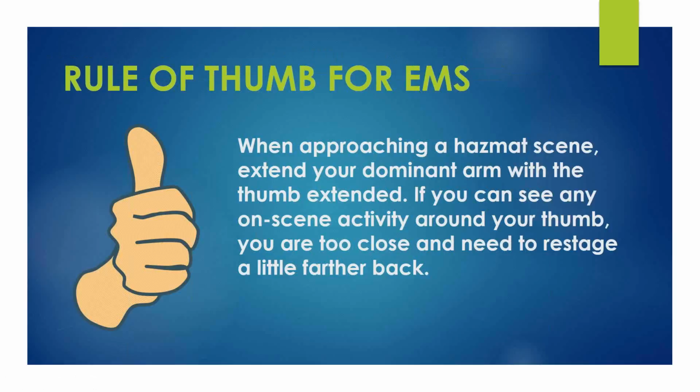Okay, here's our rule of thumb for EMS. When approaching a hazmat scene, extend your dominant arm with your thumb extended. If you can see any on-scene activity around your thumb, you're too close and you need to back up. So you want to back up far enough away that you can hide that entire scene behind your thumb. Now we would still like to be close enough to be able to see what's going on, but if that's not possible, then it's just not possible if we need to back up far enough to stay safe.